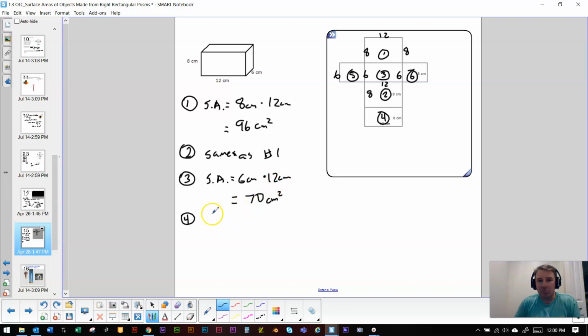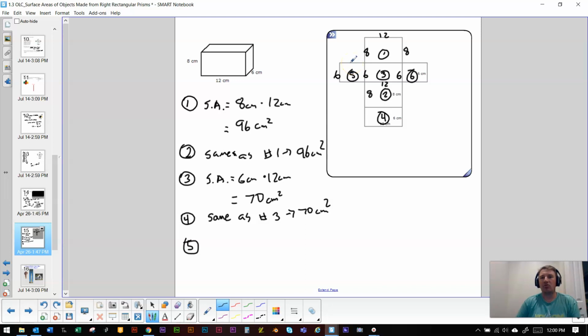Number 4 is, I believe, the exact same as number 3. I might actually write the numbers here so I don't forget them. There's 96, and this one is 70. So that leaves us 2 more. What's number 5? Number 5 is 6. Oh, what's this right here? What's this right here?